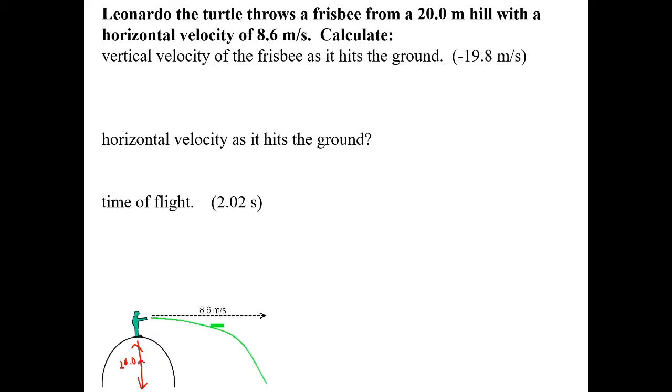Okay, so let's see what we know and what we want to find out. We know the x speed, and we know the height of the hill. The first part asks us, well, what's the vertical velocity of the frisbee as it hits the ground? Because as soon as it leaves his hand, it's going to start getting pulled down by gravity. So let's see what we can do here.